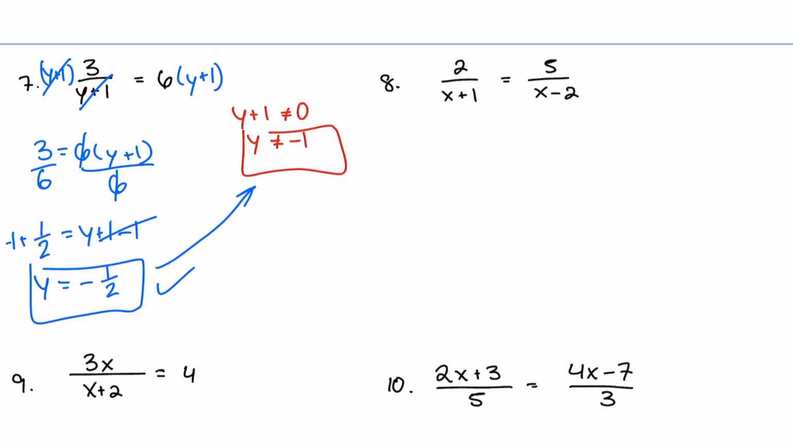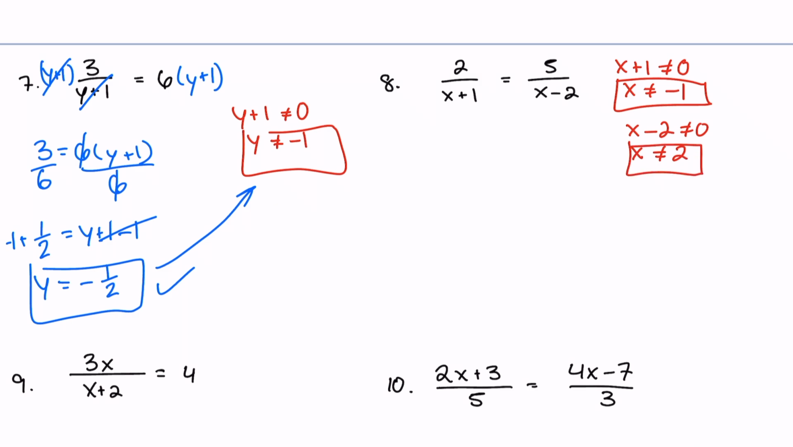For this question, we have 2 denominators with variables in them. So we are going to have 2 different criteria. So for the first one, we have to set x plus 1 cannot equal 0. And that means x cannot equal negative 1. And for our second criteria, we need to set x minus 2 cannot equal 0. And therefore, x cannot equal 2. So these are our 2 criteria.